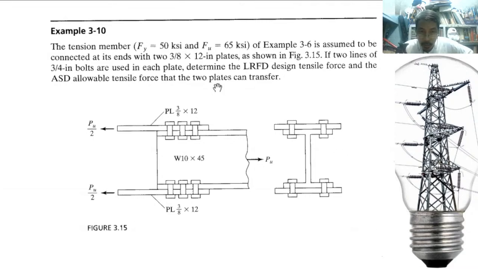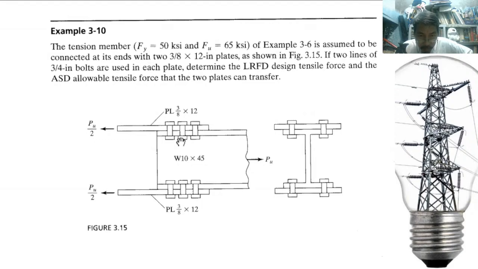So example number 10. We have a tension member, FY, FU, so this is the usual value, 50 and 65. It is assumed to be connected at the ends with 3/8 by 12 inch plates. So, this is the given figure.